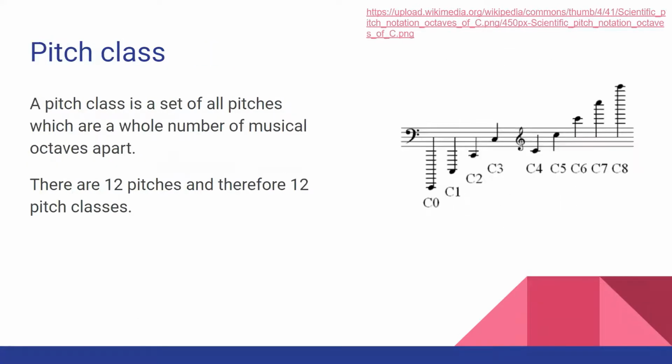Next, we are going to look at pitch class. A pitch class is a set of all pitches which are a whole number of musical octaves apart. There are 12 pitches or notes, and therefore 12 pitch classes. Notation is used with a pitch and an integer for representing octave. On the right is a visual example of some of the ones for the C pitch.